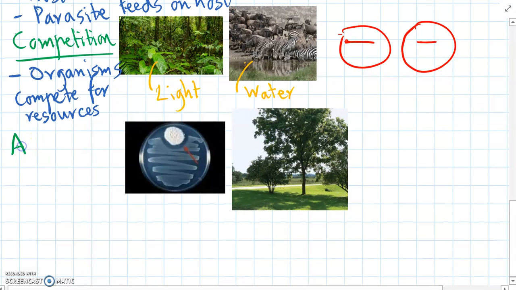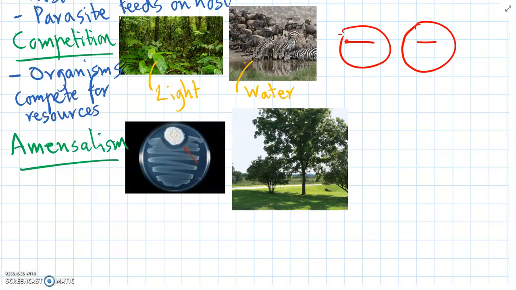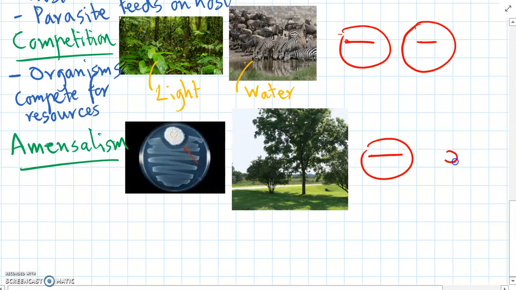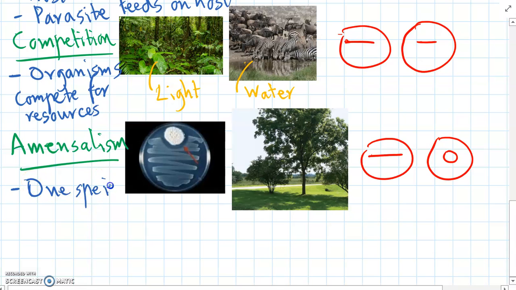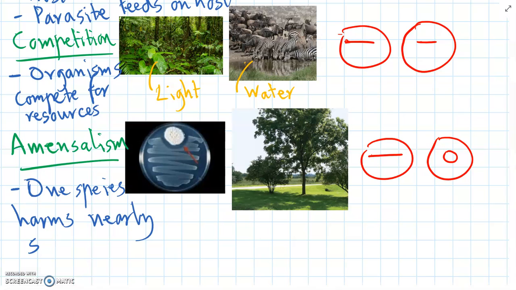The last example of symbiosis is called amensalism. And in amensalism, one species is harmed, but the other species isn't affected at all. So this usually happens when one species releases chemicals that harm another species nearby. One species harms nearby organisms.